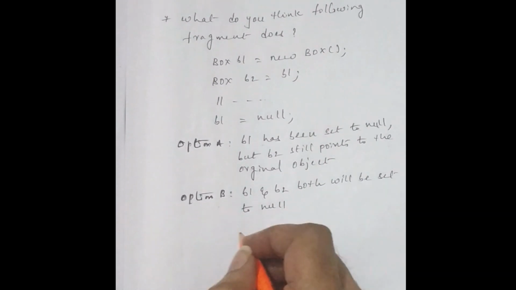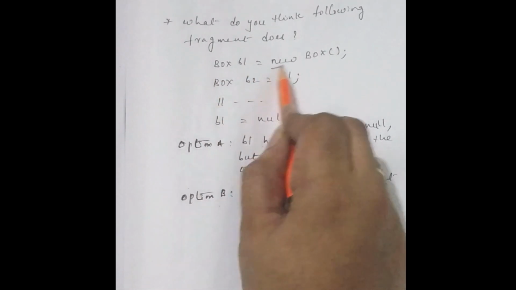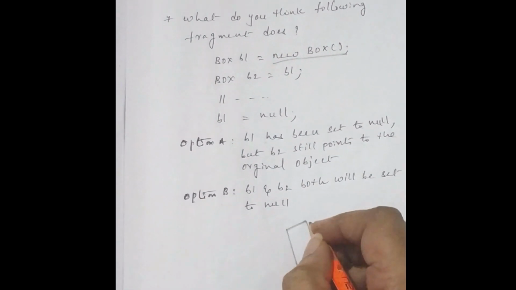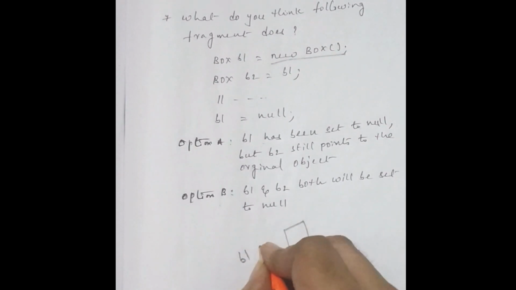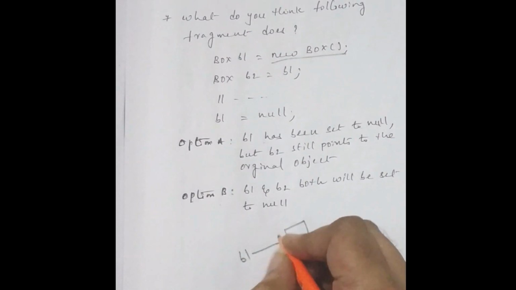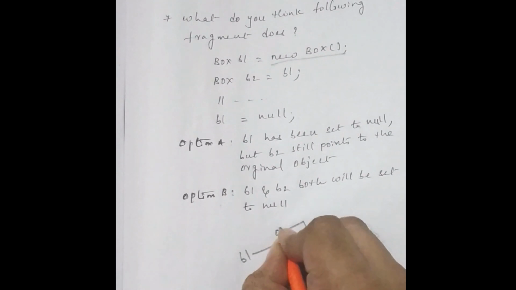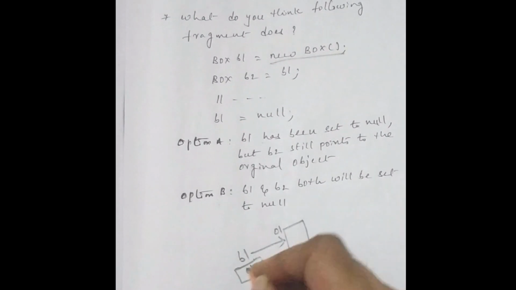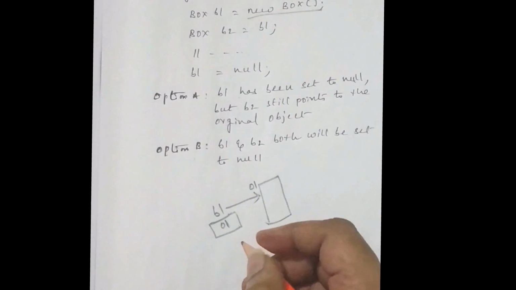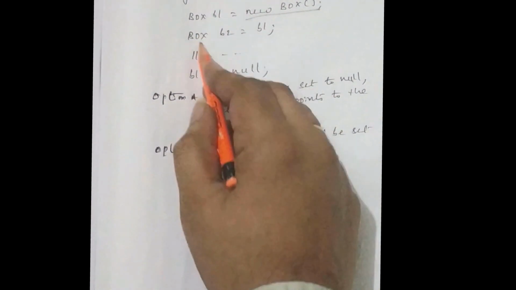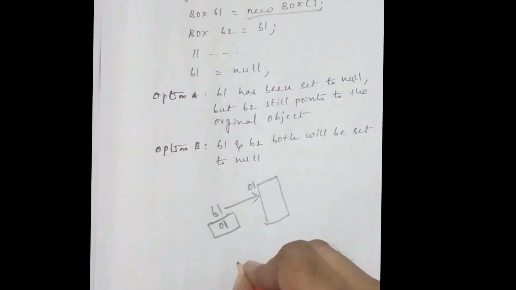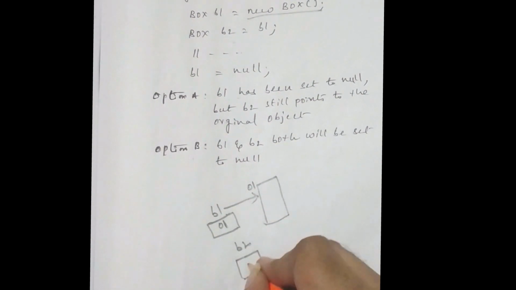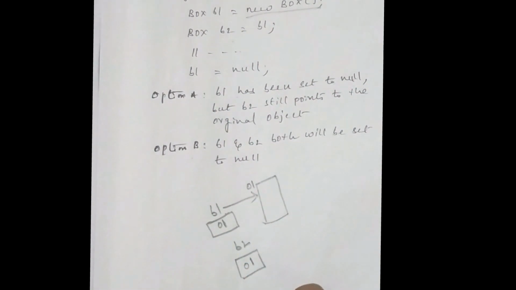So let us discuss this. In the first line, I am creating an object of a class called Box. Now B1 is a variable which is referring to this object. Let us assume the memory location of this object begins from 0, 1. So B1 contains the address of this object, 0, 1. In the next statement, I have written Box B2 equal to B1. In other words, B2 contains the value 0, 1.